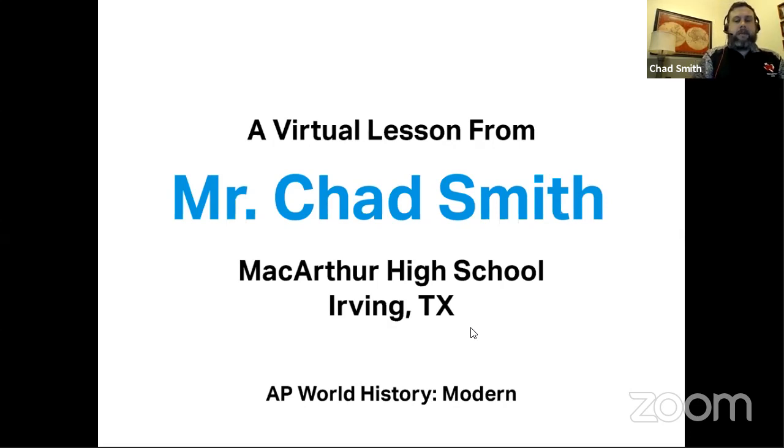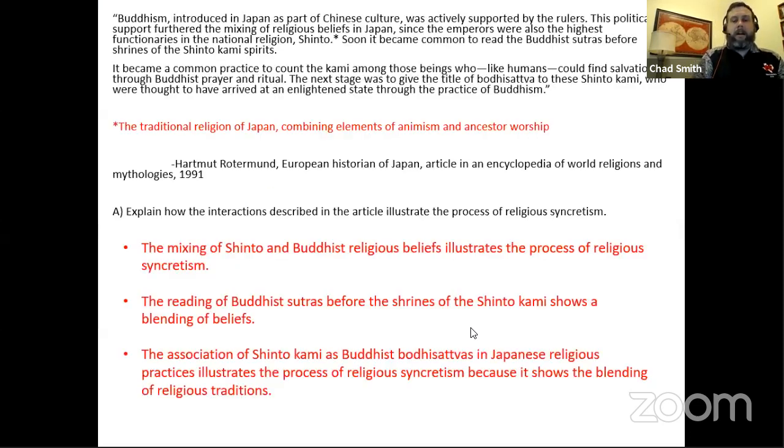So before we get into our AP World History Modern lesson today, let's take a moment and talk a little bit about our review lesson, our activity from the end of the day yesterday. Mr. Logero gave us this document that was describing religious activities in Japan in the 20th century. And he gave us 3 questions to respond to, incorporating the document.